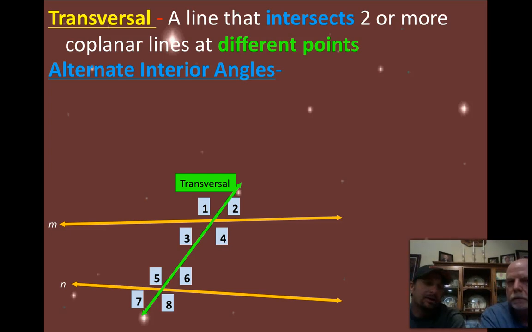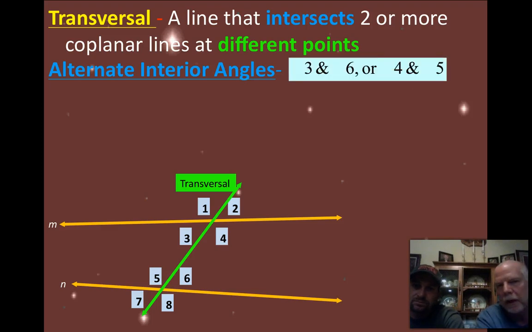Typically match up. Yeah. And so that's what they're asking for here. They're asking for you to come up with the pairs of angles that form alternate interior.